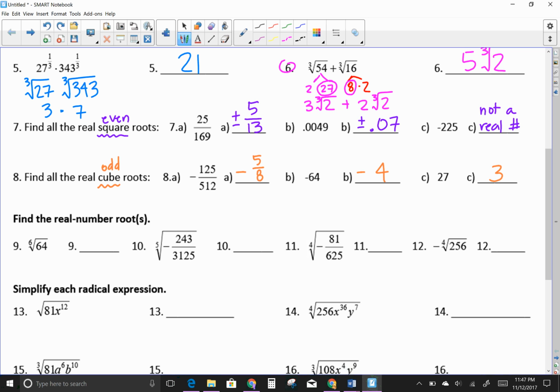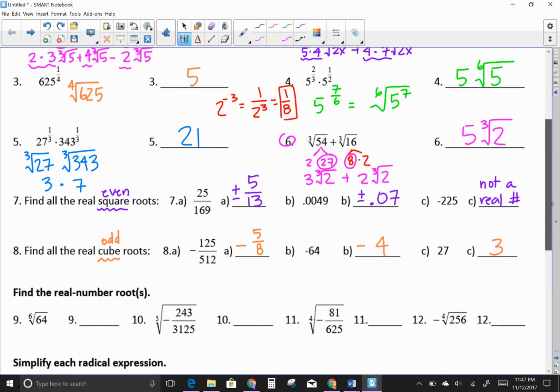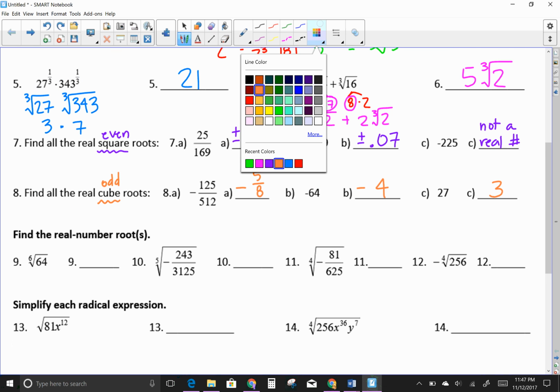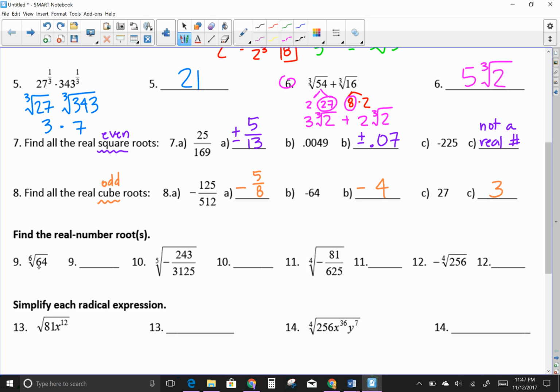Okay, now we have find the real number roots. We will not have plus or minus. There is a radical in the answer. But we do have to pay attention to what the root is that's being asked of us. The 6th root of 64 is 2. You need to do that on your calculator if you don't know how to do it.